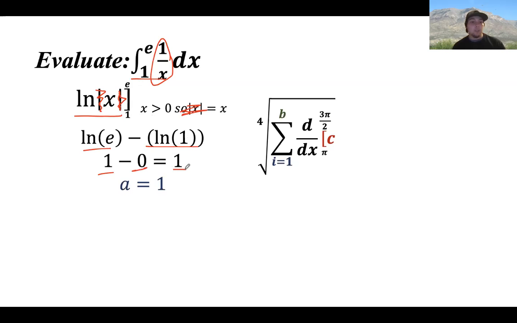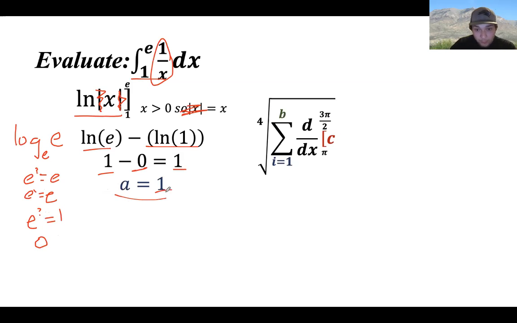This is basic logarithmic stuff you should know. Since natural log is the same thing as log base e, ln of e is the same thing as e to the what equals e. e to the 1 equals e. So that's the answer. And then for ln 1, e to the what equals 1? Anything to the 0 power is 1, so the answer must be 0. That's the basics of logarithms. That should be taught in pre-calculus. You guys should know that. So now that we have A, we can plug in this 1 into A.